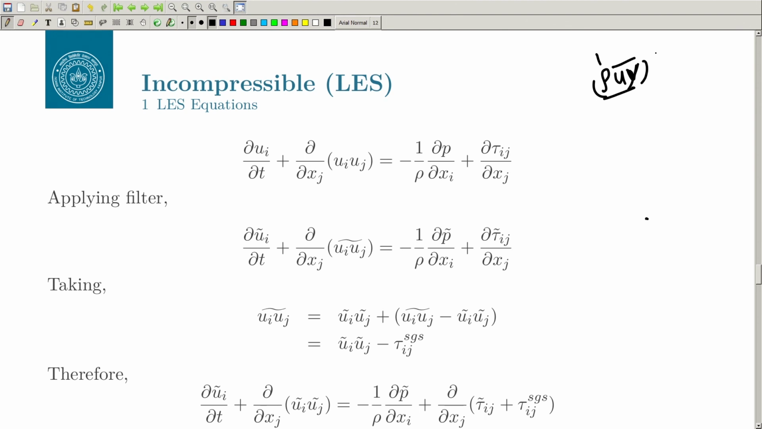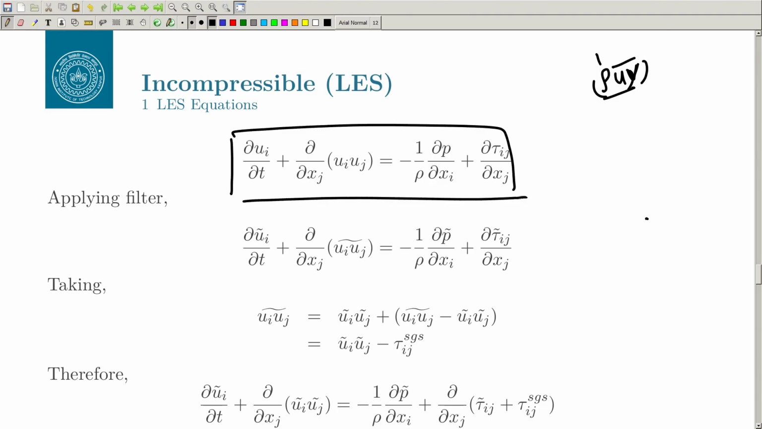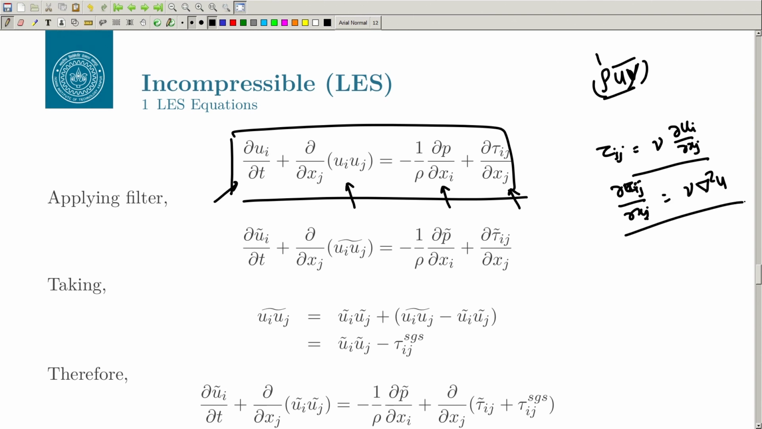So, this is your Navier-Stokes equations. Once again, this is your temporal term, then you have the advection term, the pressure term and the stress term, and in this case tau i j will be nothing but nu del u i by del x j. And that is why this term will become, in the vector form, nu del square u, for the incompressible flow.